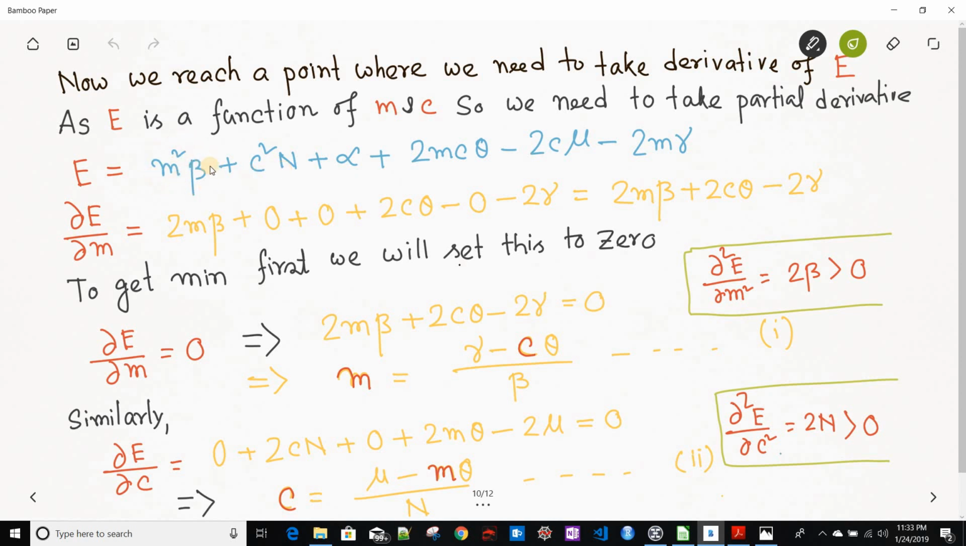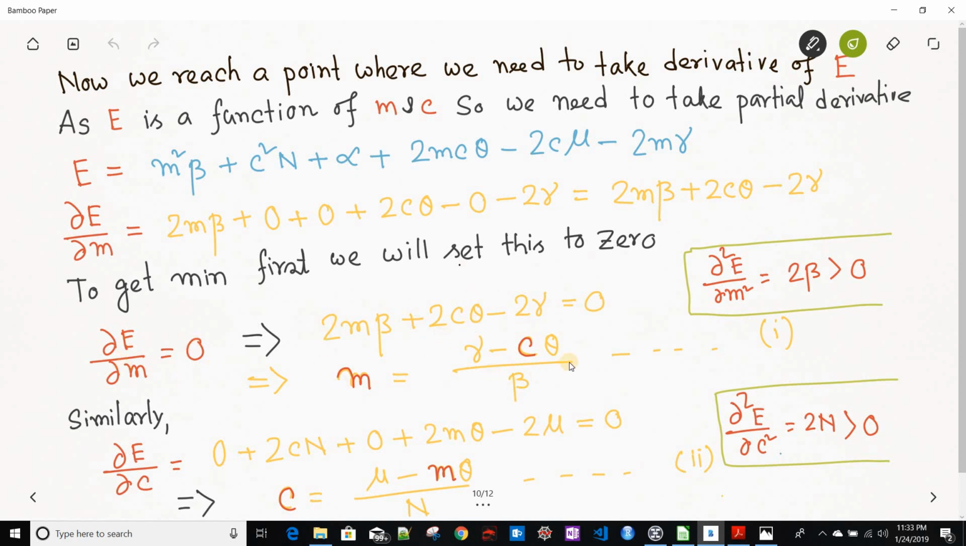So that is what I have done over here. If you see, m square beta will become 2m beta, right? If I take the derivative, this will become 0, this will become 0, this will become 2c theta, because the derivative of m is 1. This will become 0, this will become 2 gamma, correct? So dE/dm will become something like this. As I discussed before, to get the minima we need to set it as 0.